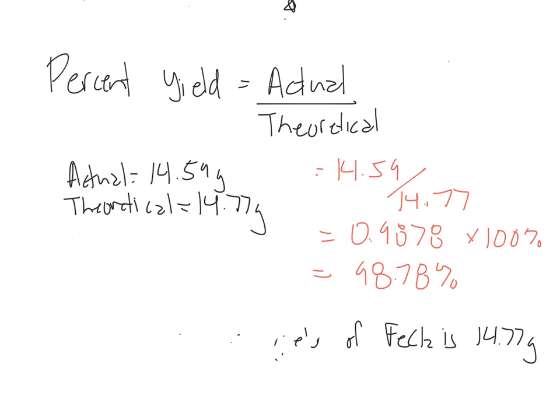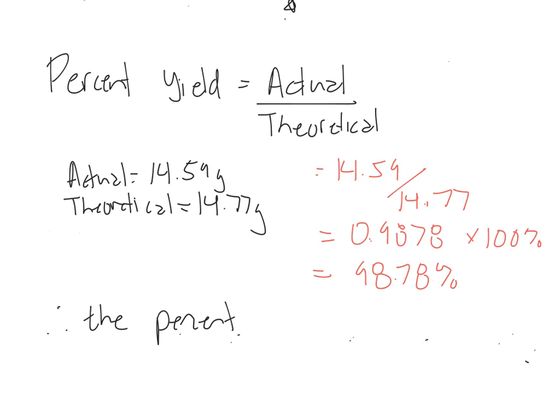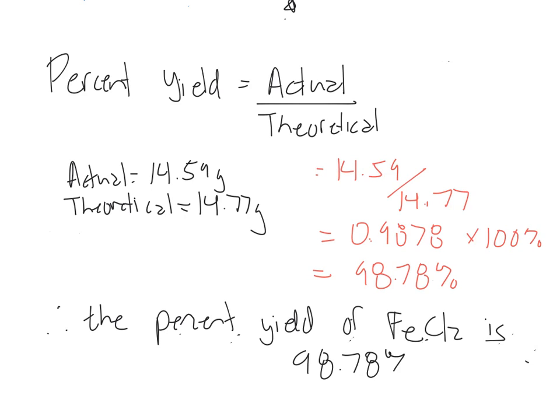I just kept it there so we could have our theoretical yields right in front of us. And we can write a new therefore statement. Therefore, the percent yield of iron 2 chloride is 98.78%. Good, awesome.